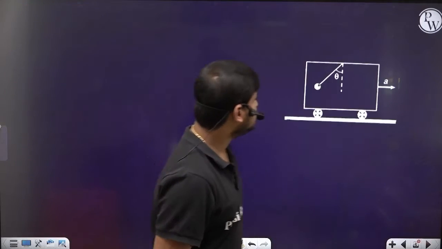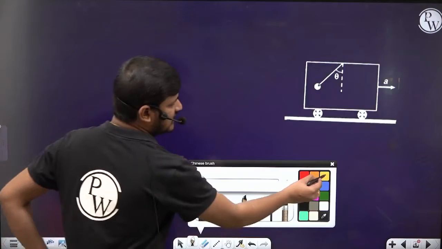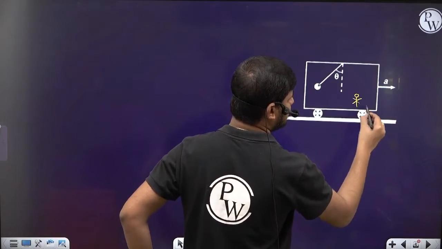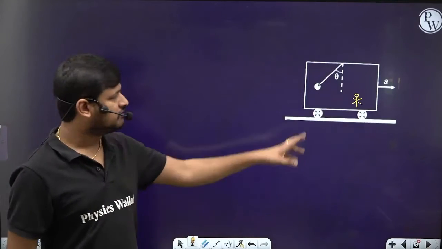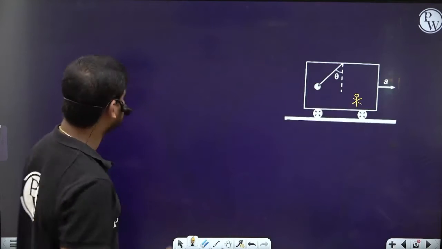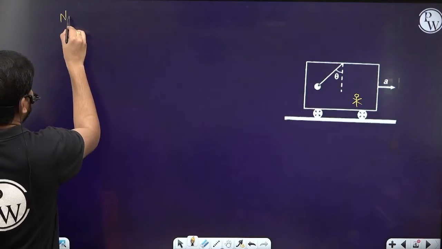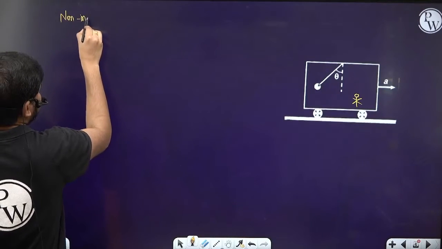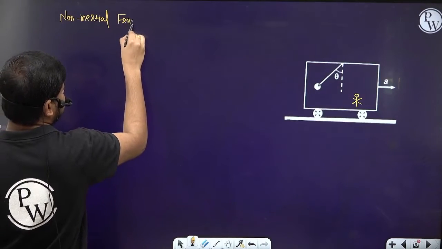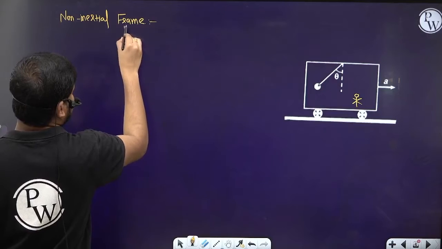The same question, let me do it by considering the observer inside the frame. So let me consider the observer is inside the frame now, inside the accelerated frame. Shall I say this is now the non-inertial frame of reference. This is the non-inertial frame in this case. Yes or no?